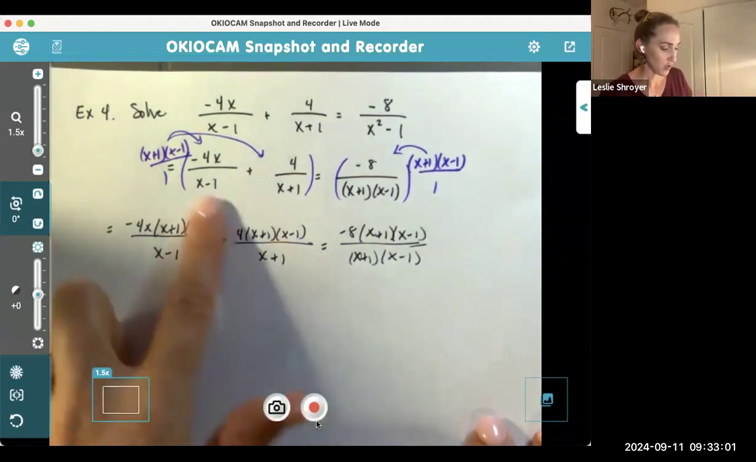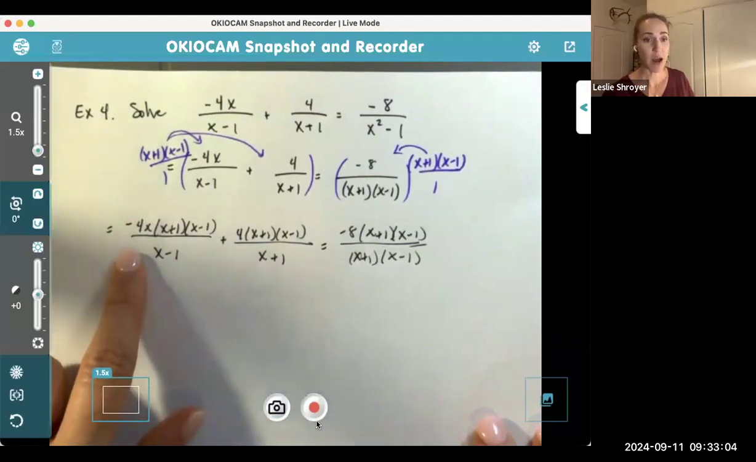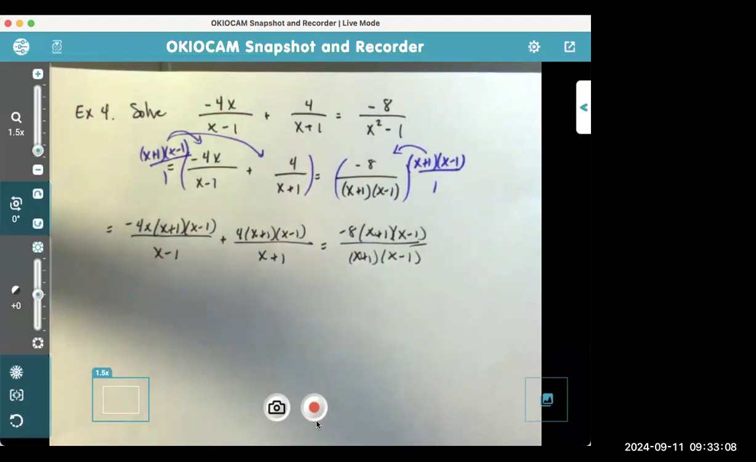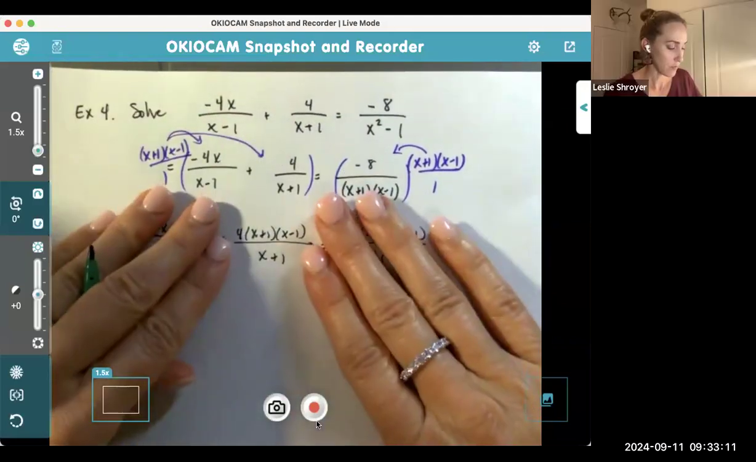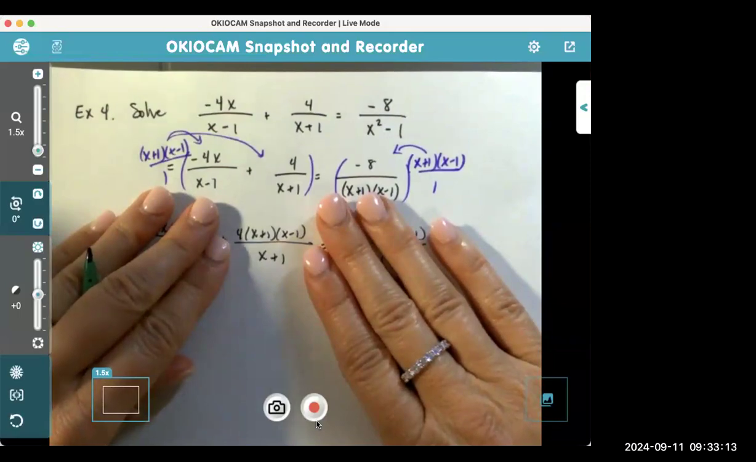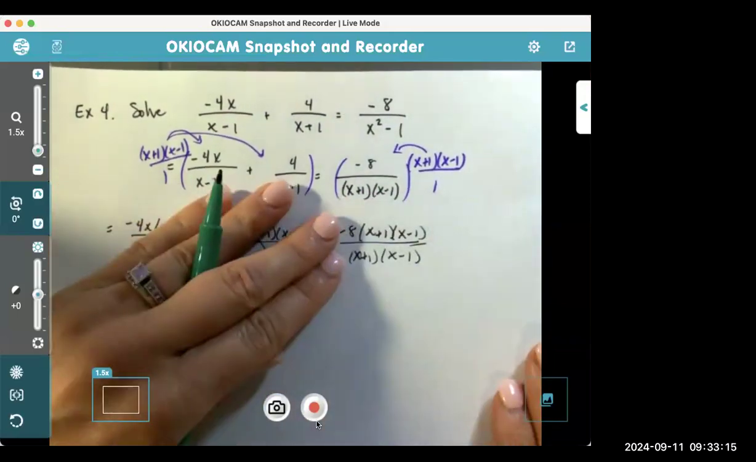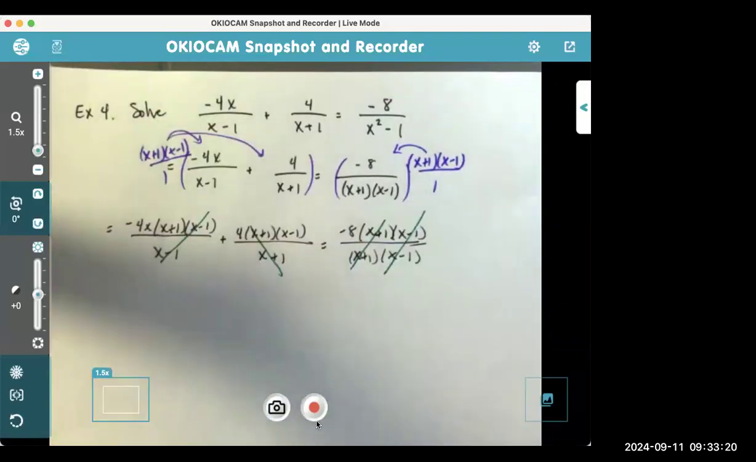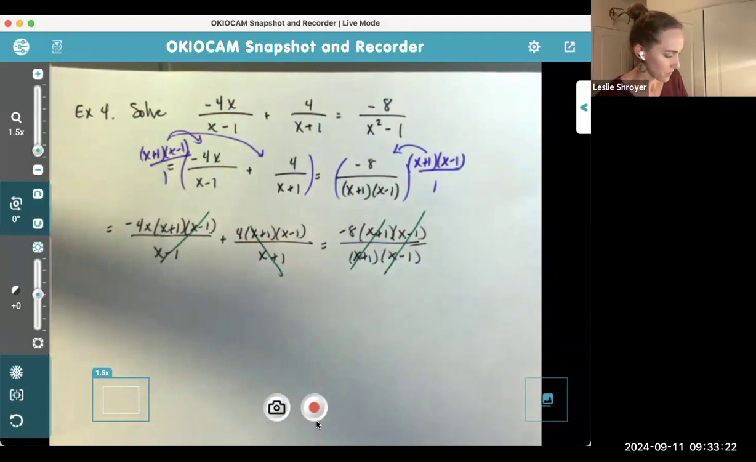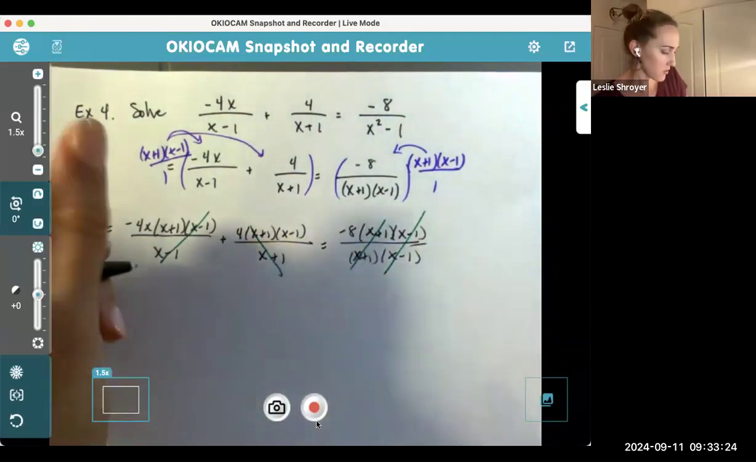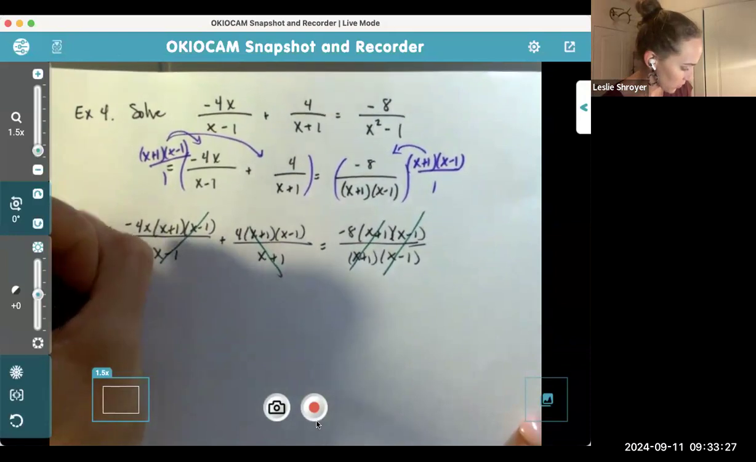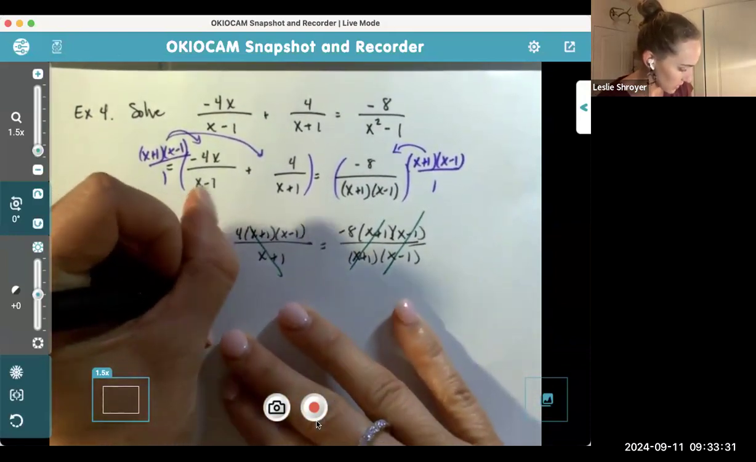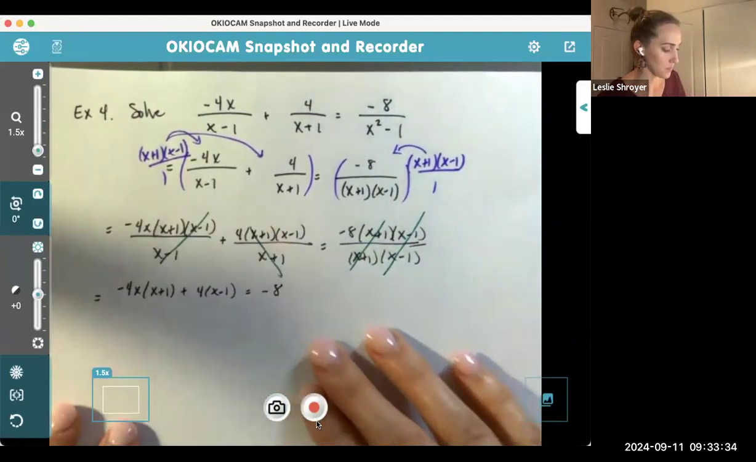So what's happening in this first term? Any cancellation? Anything in the numerator and denominator going away? X minus 1. Perfect. How about the second term? X plus 1. Perfect. And the last? X plus 1 and x minus 1. Amazing. Perfect. So our leftovers, so to speak, that's x minus 4 times x plus 1 plus 4 times x minus 1 equals negative 8.